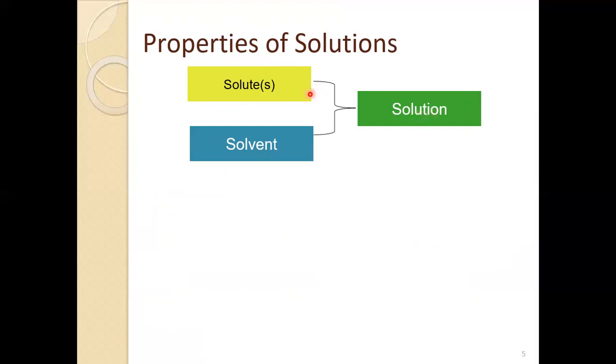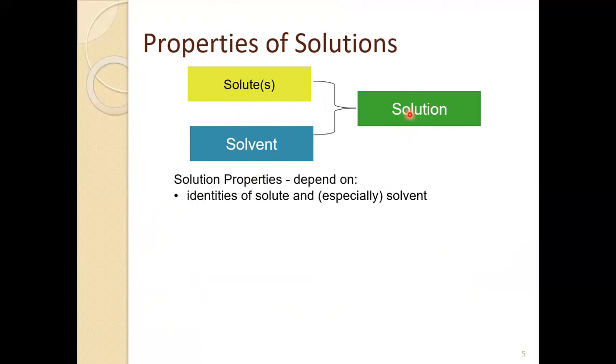Well, if a solution is composed of at least two components, the solvent, the component in the greater amount, and the solute or solutes, the component or components in the lesser amounts, then the properties of the solution, properties of the whole, properties of the mixture, will depend upon both the identities of the solute as well as, and especially, the solvent, essentially what those substances actually are. But it also depends upon the composition of the solution.